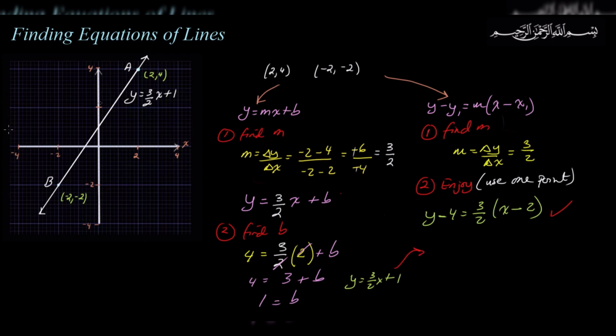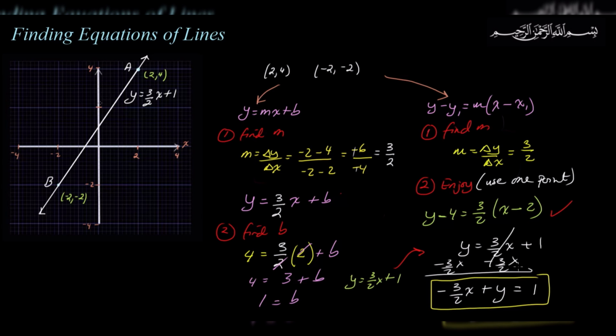So let me just rewrite that over here. I have y is equal to 3 over 2x plus 1. I just have to bring the x to this side, and I do that by subtracting 3 over 2x from both sides. That would cancel out on the right. I have minus 3 over 2x plus y is equal to 1, and I'm done. That's in standard form. Now, you might not like the fraction over here, but I'm okay with it. I don't have to worry about it. So minus 3 over 2x plus y is equal to 1 is the standard form, this is the slope-intercept form that we found, and this is the point-slope form. And that's how it's done.